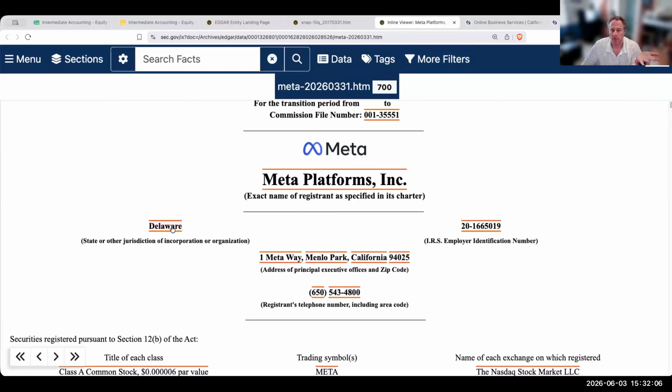And if we look at Meta Platforms, it is formed in Delaware. Now, if we look over here, they're located at One Meta Way in Menlo Park.